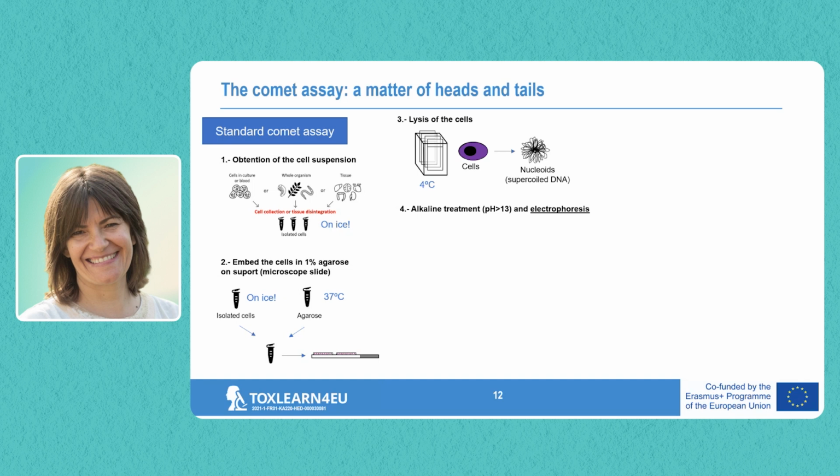The fourth step is alkaline treatment, which is done at pH higher than 13, and the electrophoresis. During the alkaline treatment, we are going to break all the hydrogen bonds between the bases. Do you remember the bases? Okay. Then the next step, the electrophoresis, is the tricky step of the assay. We can say it's the most important step.